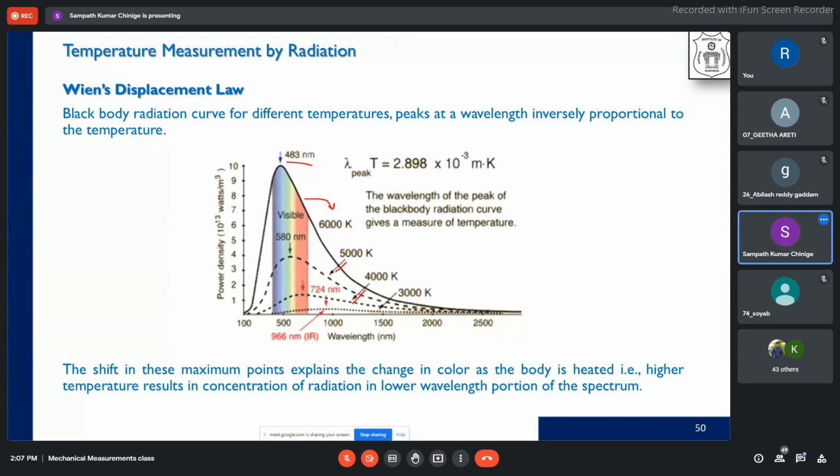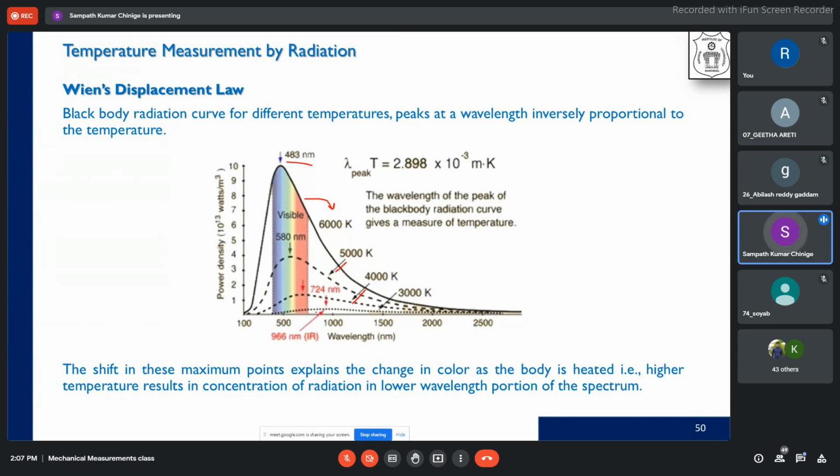Okay, so for 6000 degrees Kelvin, at that particular temperature, you can see that the wavelength of the radiation gives a maximum peak, or maximum emission comes out of the radiation, at a very low wavelength. So you can see here it shifts towards the left. You can see that 483 nanometers is what we can see. The shift in this maximum point explains the change in colors as the body is heated up.